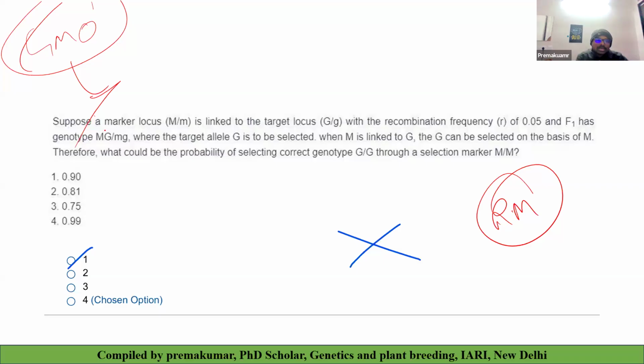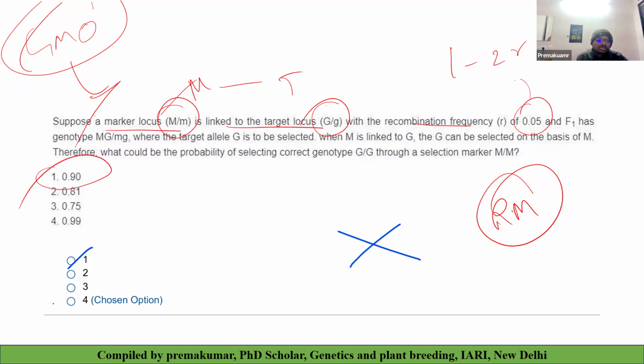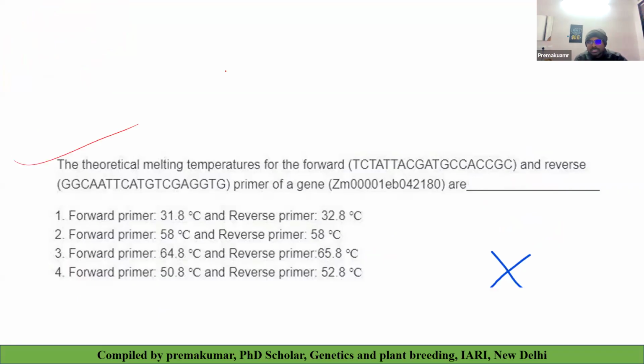Here you can see the marker locus is linked to the target locus, meaning your marker is attached to some trait. The marker allele is small m, G and G. The recombination frequency is R. I told you 1 minus 2R. You apply this formula, and your 0.90 will be the answer. Okay, solve it, it will be easy. These are the things which I already discussed. Then melting temperature: I told you if forward and reverse primers have different melting temperatures, how will we get amplification? Just directly choose the option where you find forward and reverse having the same temperature, and tick it.